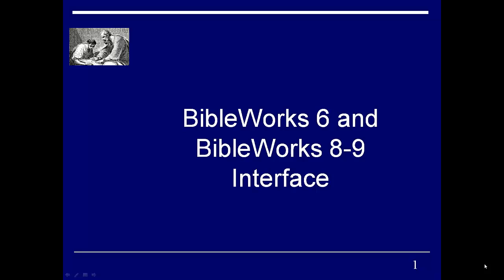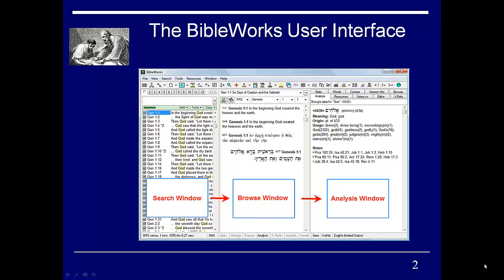Let's take a look at the BibleWorks 6 and BibleWorks 8 and 9 interface to see where various parts of the program have been relocated in later versions of BibleWorks from where they were in BibleWorks 6. The BibleWorks user interface in versions 8 and 9, you also find this in 7 as well, start with a search window on the left where you can search for words or navigate to verses, a browse window in the middle to read passages, and an analysis window on the right.